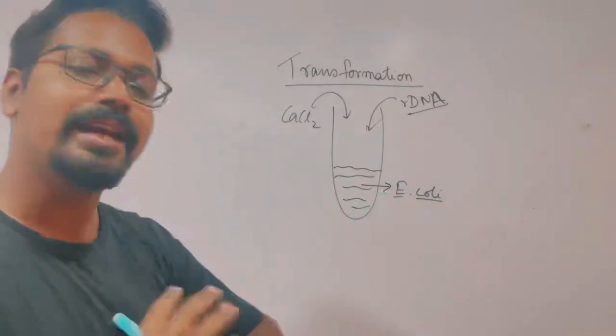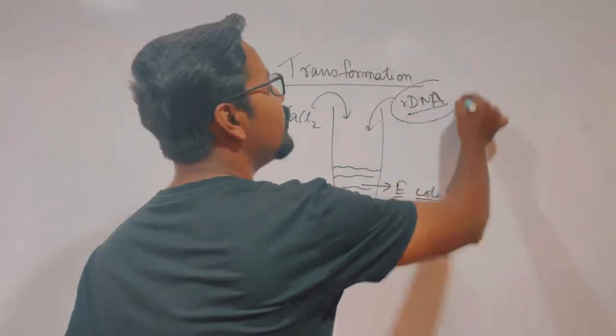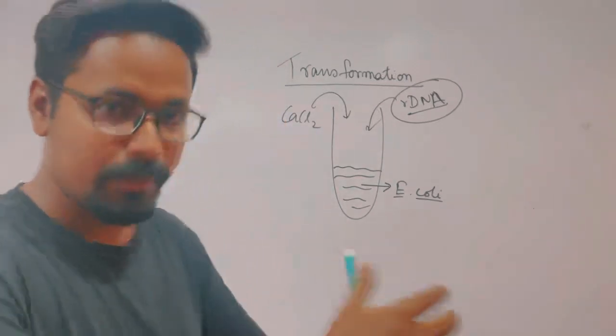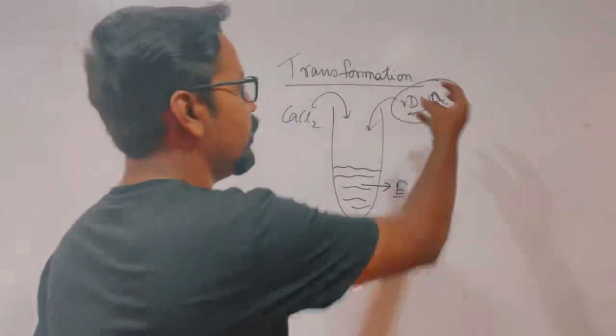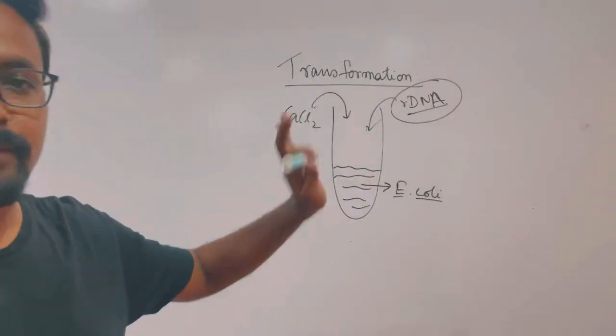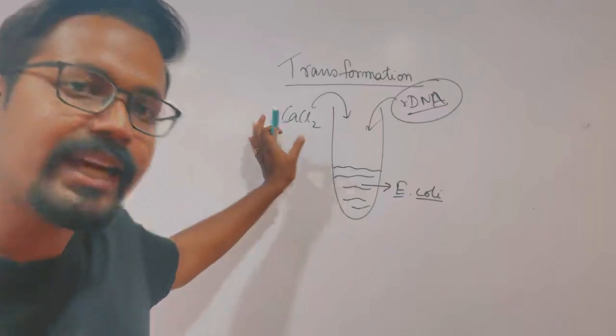Now here we have many E. coli, and here we have many recombinant DNAs, because obviously we are not producing a single recombinant DNA. We are producing a lot of recombinant DNAs. We are allowing them to enter the cells of E. coli in the presence of calcium chloride. This is one of the processes. Please don't take it as the only process.